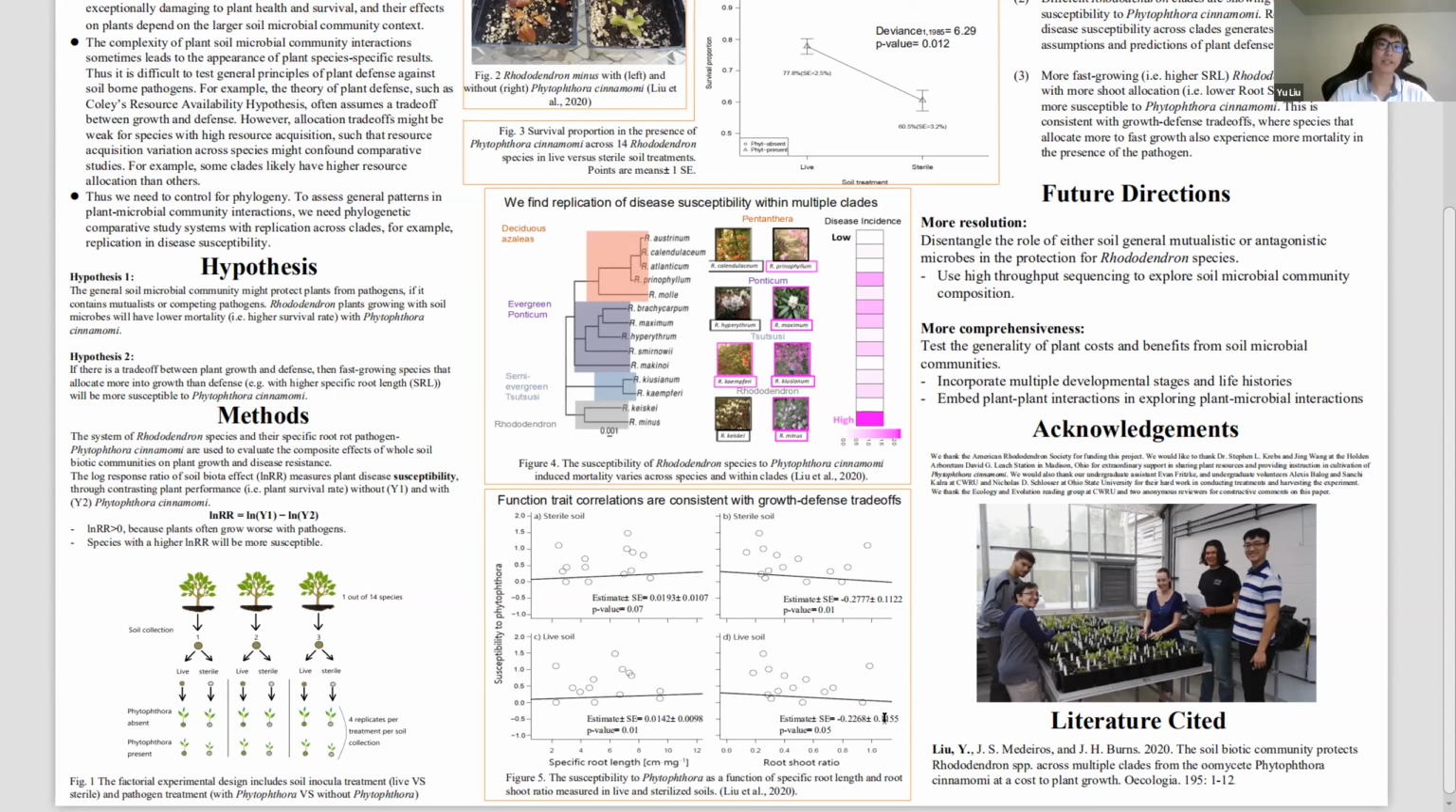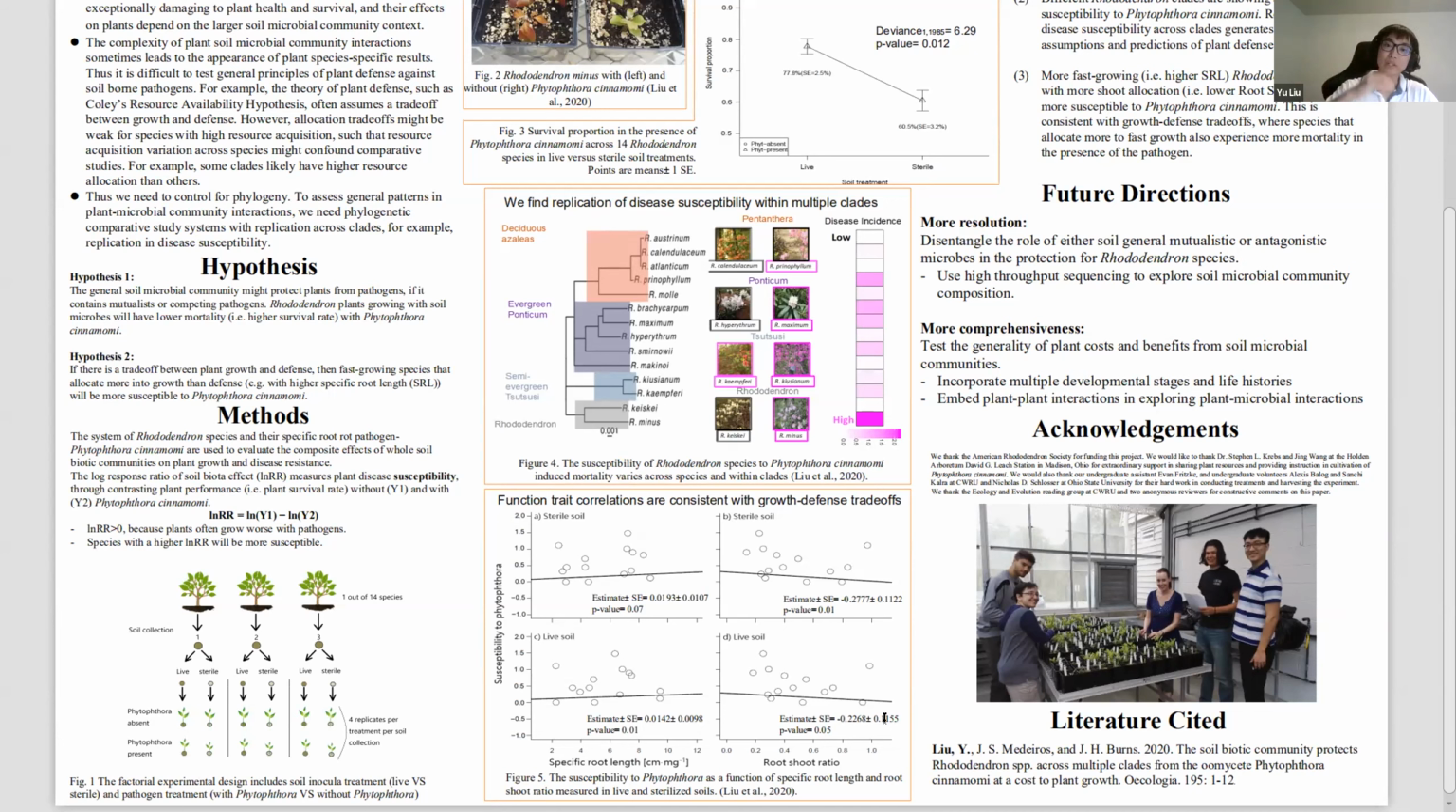And figure 5 shows the result of the test on the functional trait and the plant disease susceptibility. We found that the rhododendron species with a higher specific root length will be more susceptible to Phytophthora cinnamomi. And we know that the rhododendron species with a higher specific root length are more likely to be fast-growing species. So this is consistent with our prediction of the plant growth defense trade-offs.